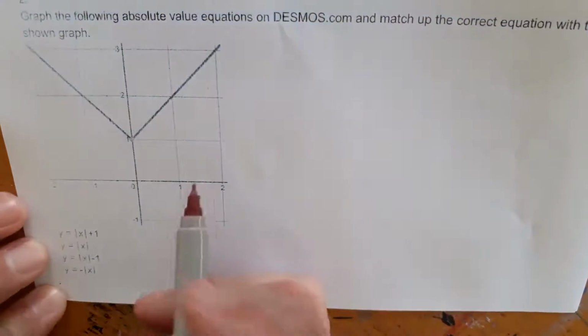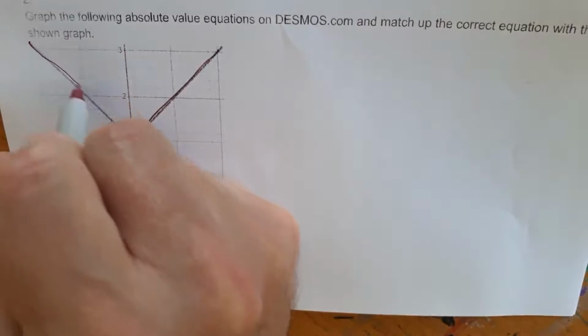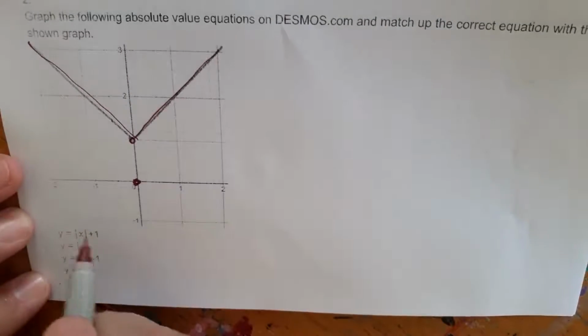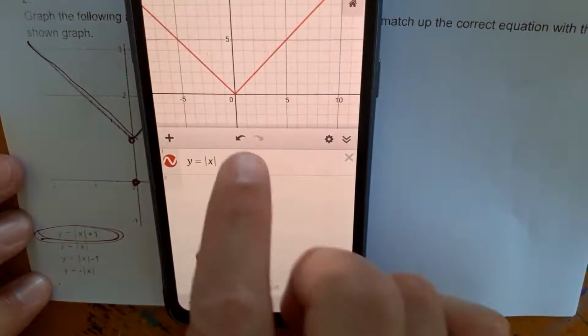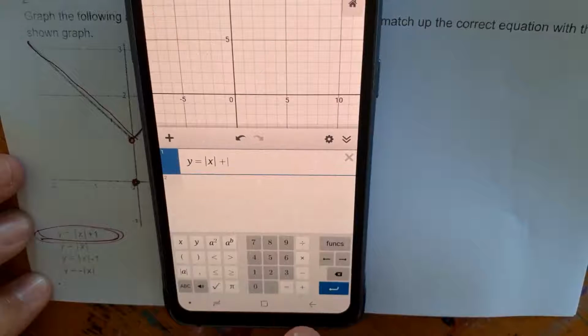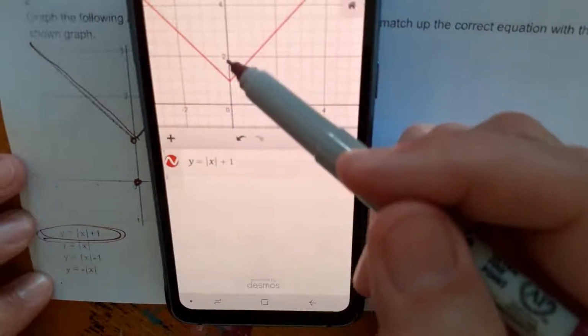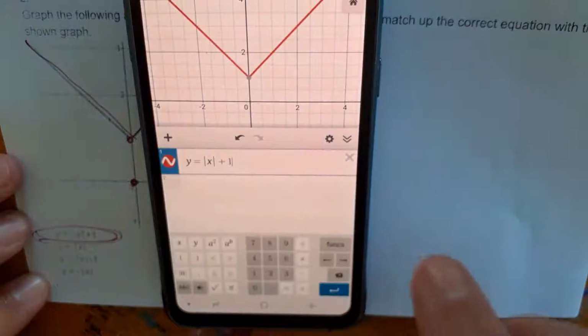So the next one we're going to graph is, now all of a sudden, look at our graph. The absolute value V is not at 0 anymore. It's up here at 1. How could this be? Well, let's take this one and just type it into our Desmos to see what happens. Let's say plus 1. Notice that it jumps straight up here, and the V is now at, here's 2, so this must be 1 right here, right?